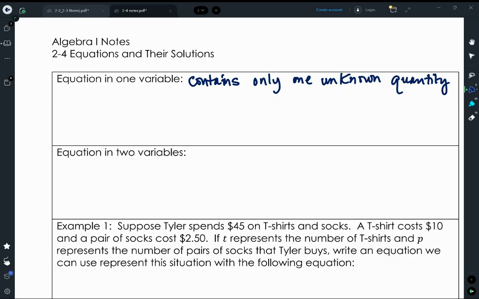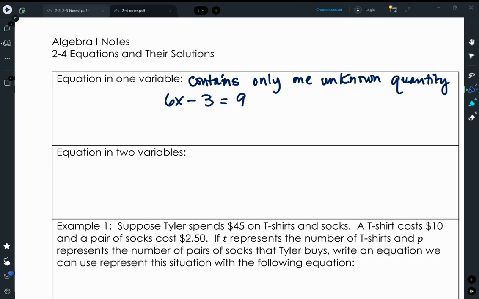So if I wrote 6x minus 3 equals 9, that would be an equation with just one variable.